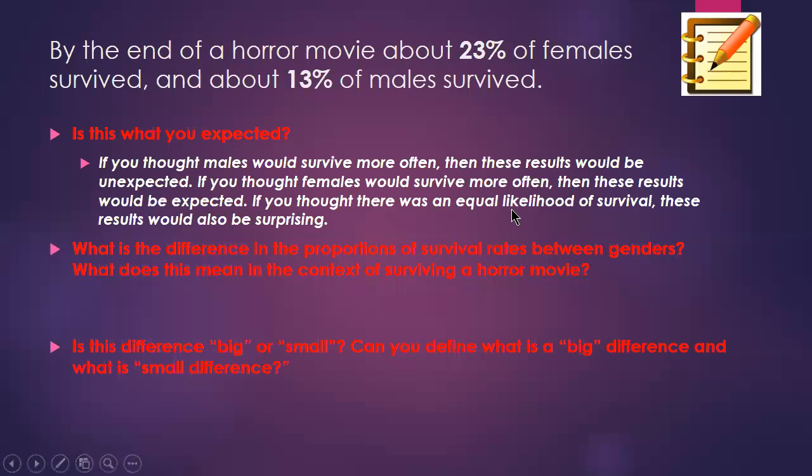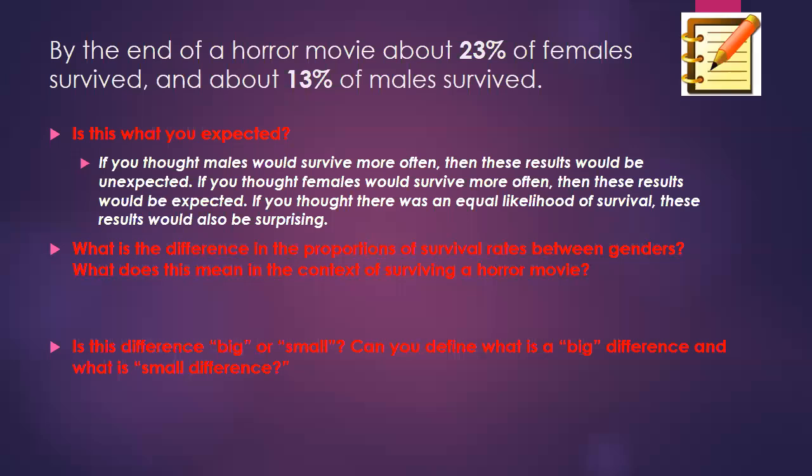So if you did expect this, right? If you thought males would survive more, then you're in for a real big shock, right? If you thought females would survive more, then these results are what you expected. And maybe you did expect the females to survive more, but not at 23% versus 13%. Okay. And if you thought there was an equal likelihood of survival, these results would also be surprising too, right? Because they're not equal, not even close.